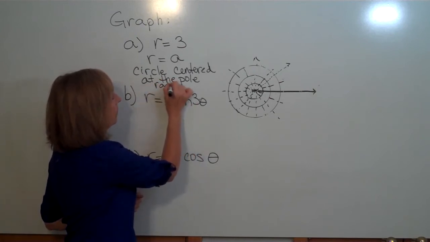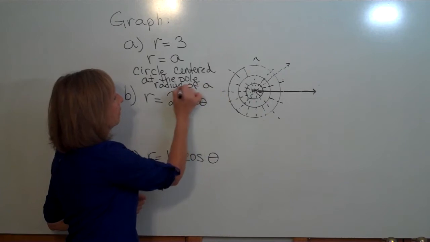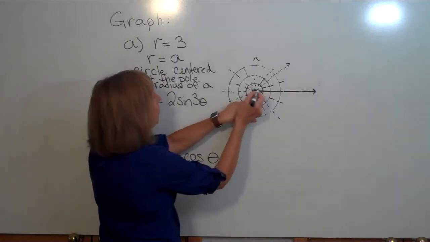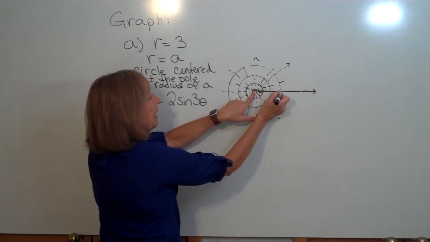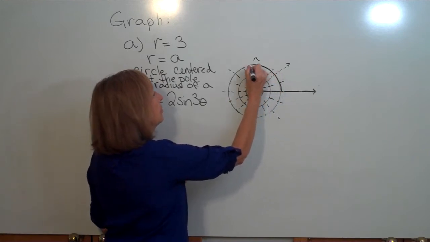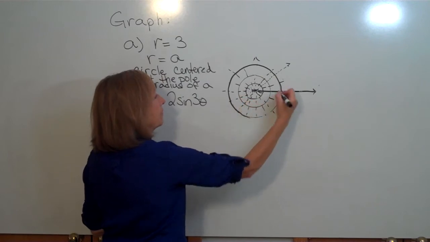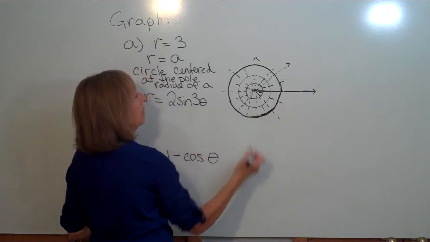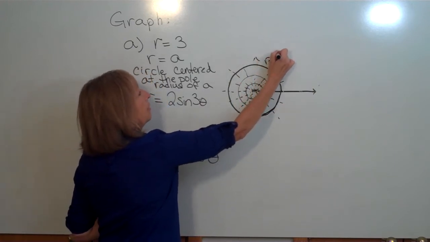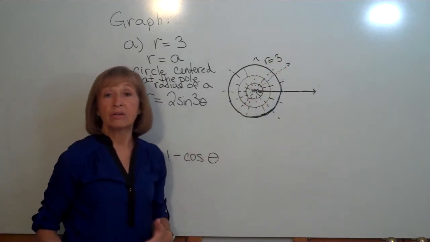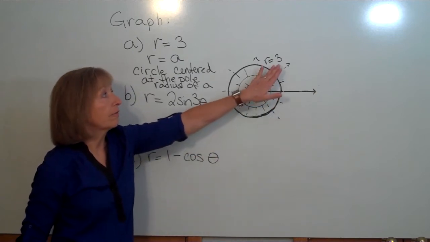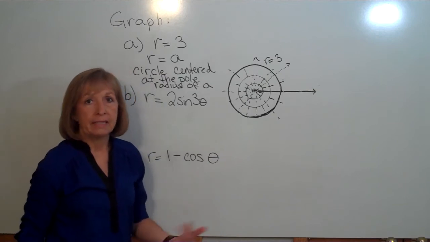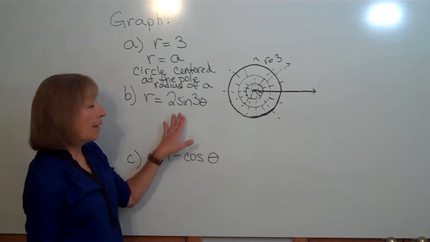So we have our a is equal to 3, my center is at the pole, my radius is 3, 1, 2, 3, and it's just the circle we are drawing here. So that is our graph of our equation, r equal 3. So circles that are centered at the origin with a specific radius are very easy in our polar coordinate system as opposed to in our rectangular coordinate system.